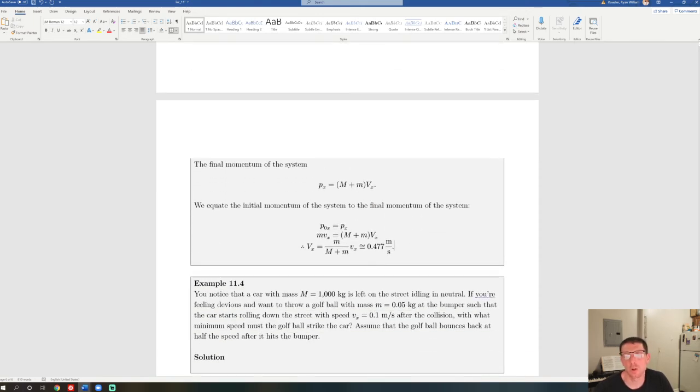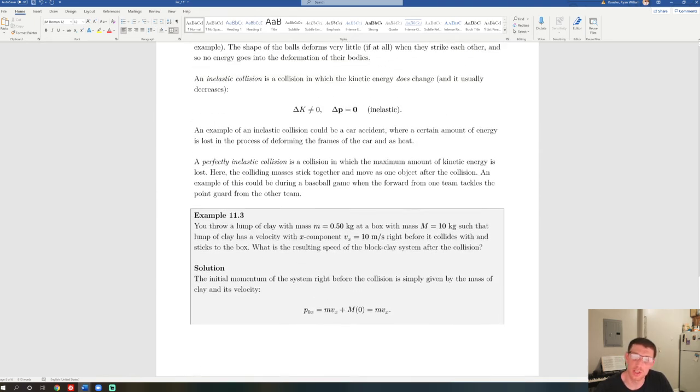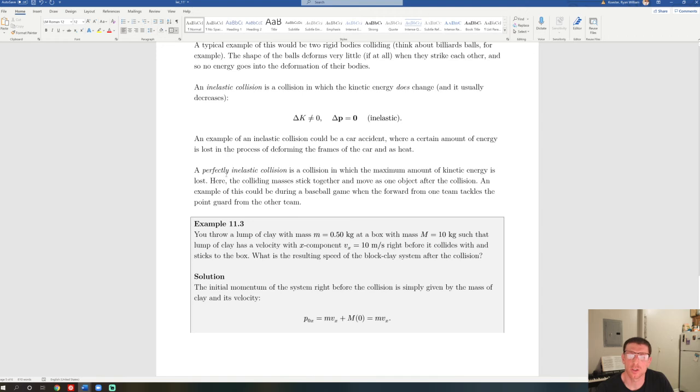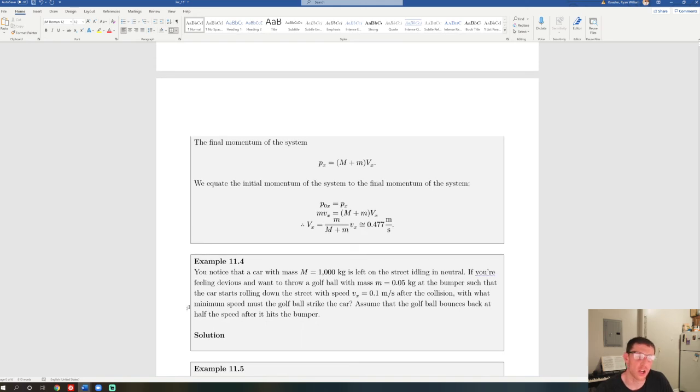Okay, so that's an example of, what did we say? You know, it's really embarrassing, but I can never remember the names for these things, but that was a perfectly inelastic collision, okay? I know how to do the physics, right? If you tell me kinetic energy is conserved or it's not or whatever, I know how to do that. I just don't remember the names.